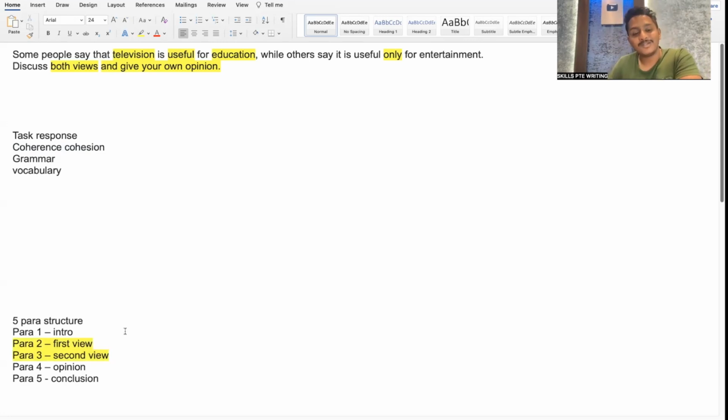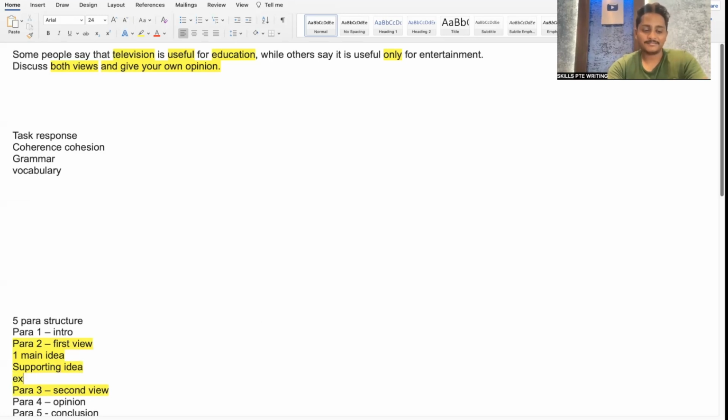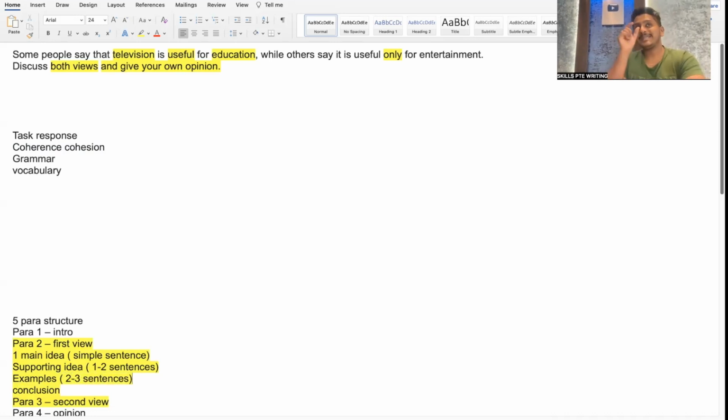Inside para 2, what structure you need to use? One main idea, supporting idea, example, conclusion. And this main idea should be in a simple sentence, means first line. It should be in the first line. I'll explain to you what a simple sentence is. Supporting idea, 1 or 2 sentences. Main idea is 1 sentence only. I'll explain how to write everything. Example, 2 or 3 sentences minimum. Never write an example in 1 line. Never write the main idea in more than 1 line.